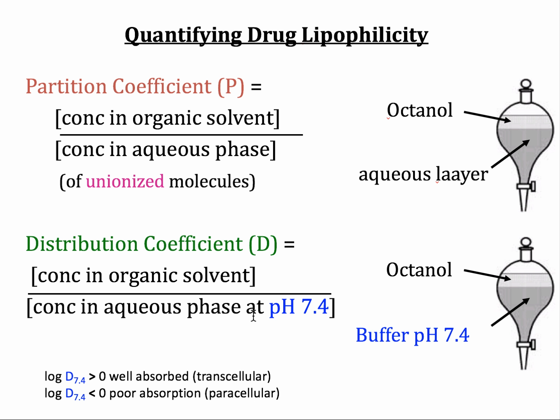So drug lipophilicity is usually measured using octanol and an aqueous layer. So you have octanol here, which is an organic solvent, and then you have the aqueous layer. What you do is simply take the concentration in the organic solvent divided by the concentration in the aqueous phase, and then you get this parameter, log D 7.4, and if it's above 0, then it's usually well absorbed, whereas if it's below, then it's usually not so well absorbed.